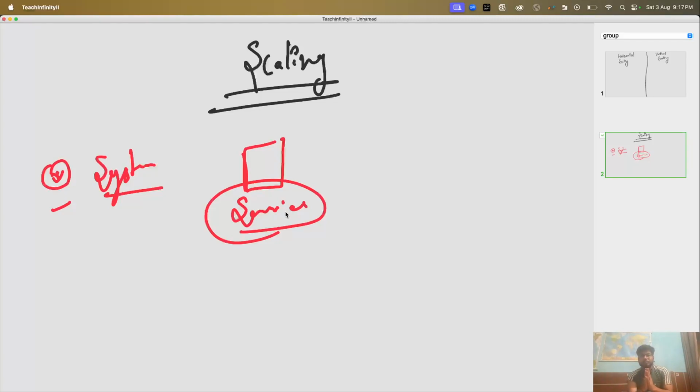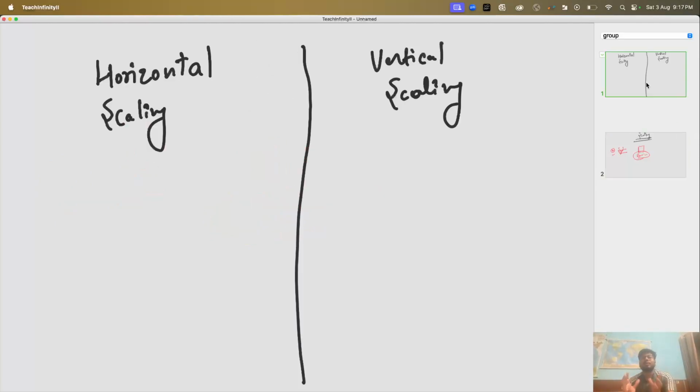Scaling means your website should handle those many requests without any failure. You're scaling your system so that it can handle those many requests. If millions of requests are coming to your website, you are able to handle them. There are two types of scaling: one is vertical scaling, another is horizontal scaling.